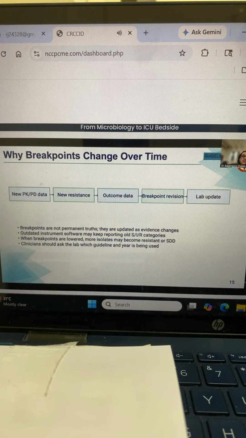Then why do breakpoints change over time? Because they are not permanent truths and they are updated as evidence changes. Because new PKPD data keeps coming, newer resistance evolves over time, outcome data changes, breakpoints are revised. So the lab needs to update. You need to constantly be in touch with your lab and ensure that the lab is being updated annually.